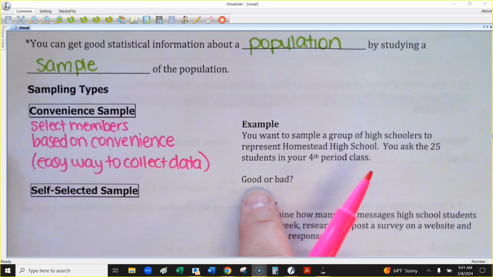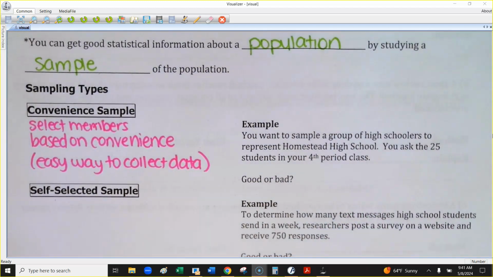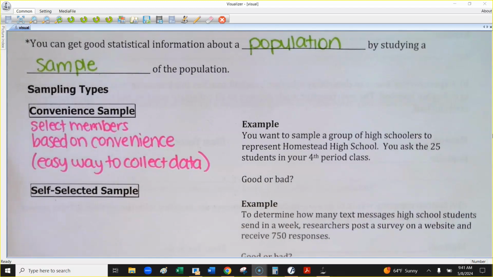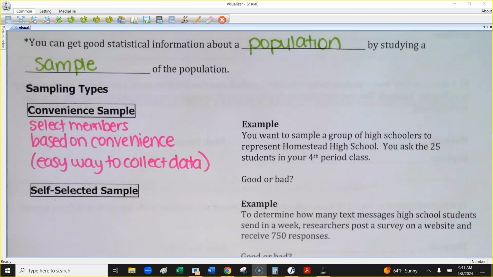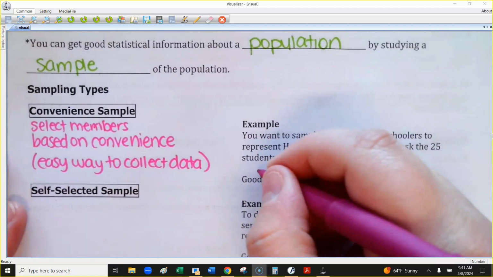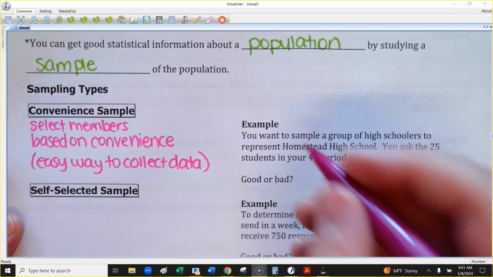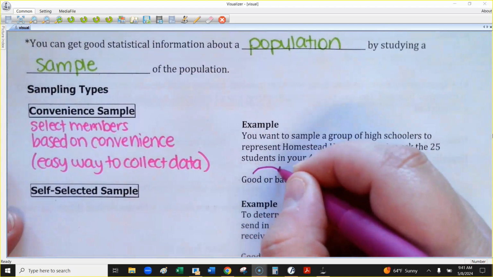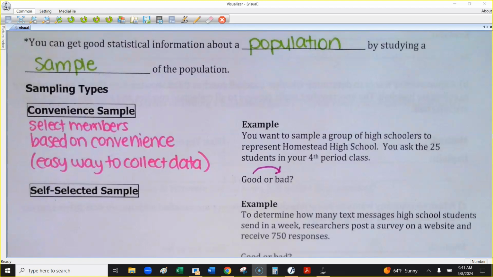Okay, I know this is 3rd period and it says 4th period on my example there, but would this be a good way to collect data? Like if I just ask all you guys a question and I said that that was going to represent the whole school? In general, you can argue both ways for this, and I'm not saying totally throw out this data, but in general, I would say this is not the greatest way to get a sample.